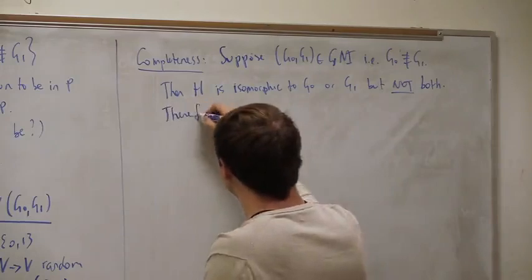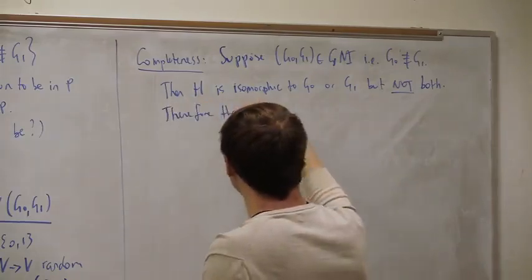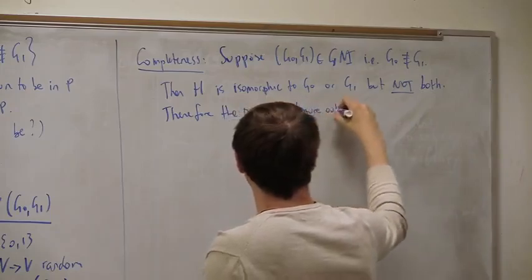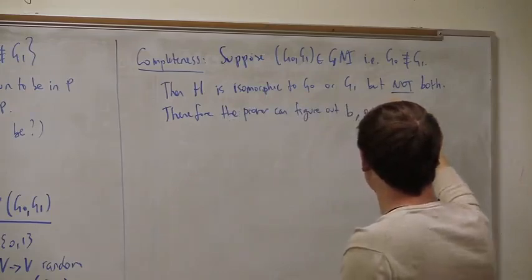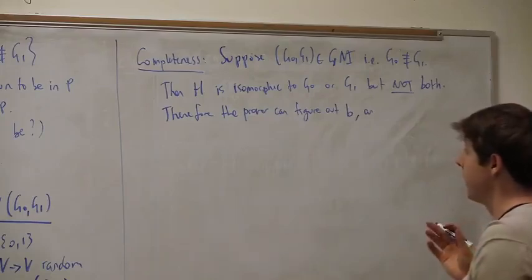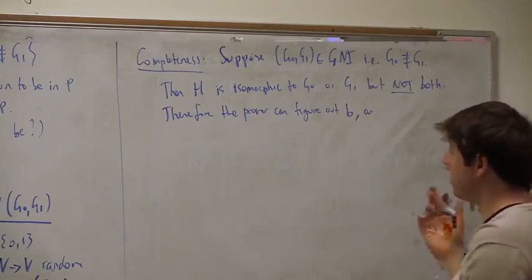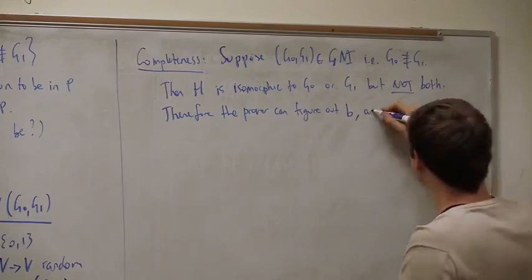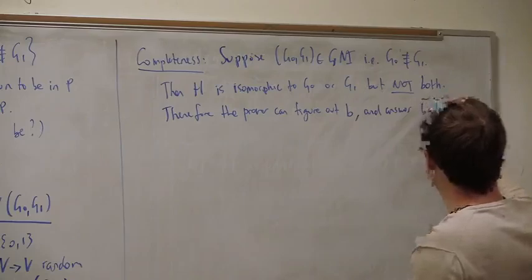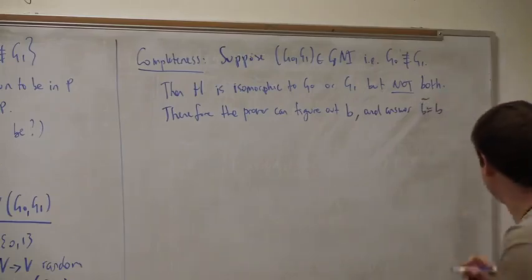Therefore, the prover can figure out B. Namely, if H is isomorphic to G0, it will answer B equals 0. And if H is isomorphic to G1, it will answer B equals 1. And so the answer B tilde equals B.